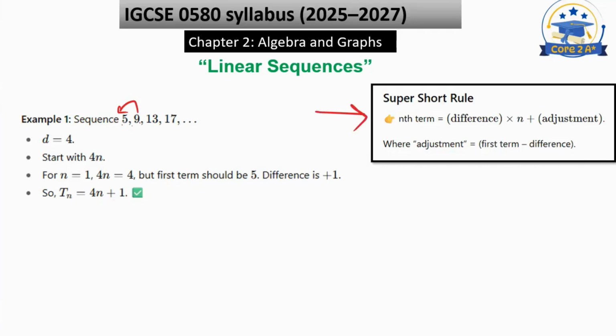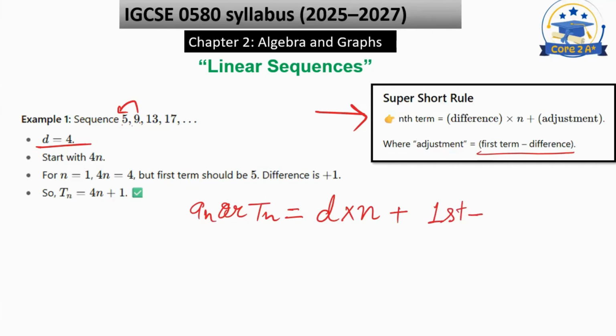This is your trick. The nth term, it could be an, or according to your book, please write according to your textbook. First, you need to find the difference. D is your difference. I'm going to write it like this: D multiplied by n plus adjustment. What do you mean by adjustment? Just first term minus D. Okay. This is not new. Actually, this is the same as Tn equals A plus n minus 1 into D.